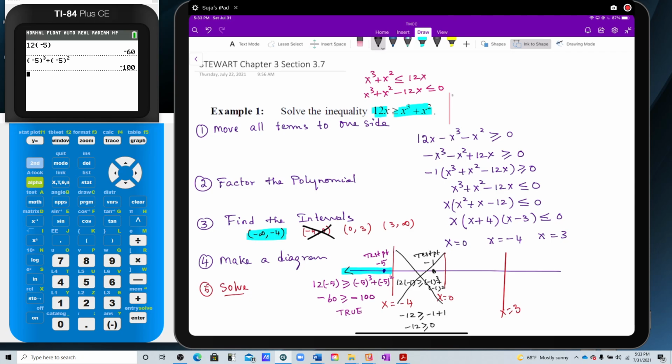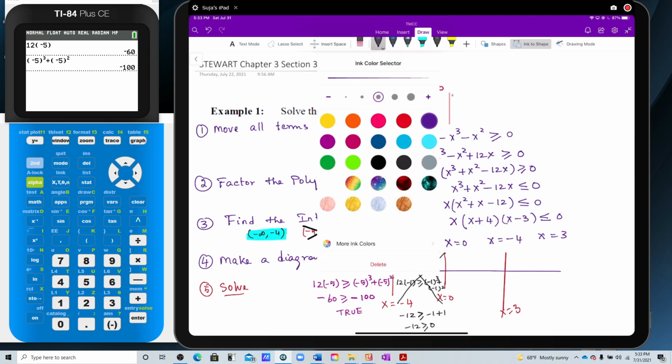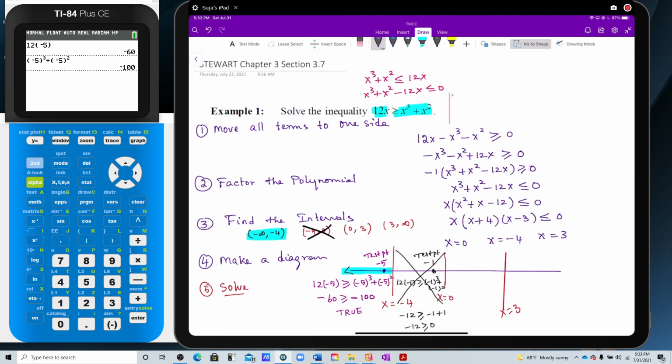Repeat the same for the next interval. So here the test point I'm going to pick is 1. You can pick any number, okay? So the test point is 1 here. If I go 12 times 1, which is 12, greater than or equal to 1 cubed, which is 1, plus 1 squared, which is 1, so 2. 12 is greater than or equal to 2. This is a true statement, which is telling me that this piece, starting from that number, ending at this number, is in my answer. Repeat the same for the third.